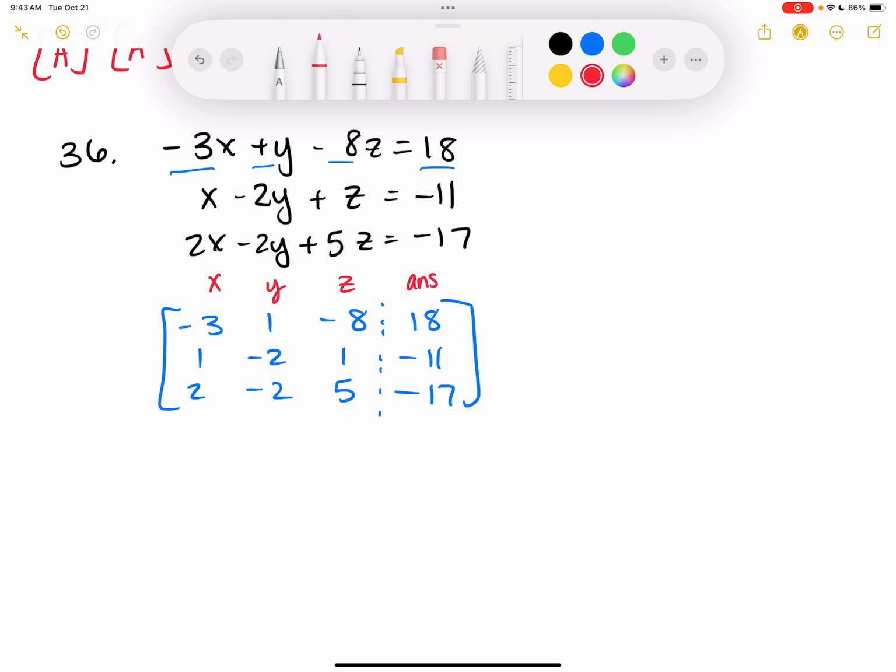Now, if you're looking at the book, it is not going to have you do it this way. They have you solving it with an inverse matrix, which is way more complicated than what I'm about to show you.